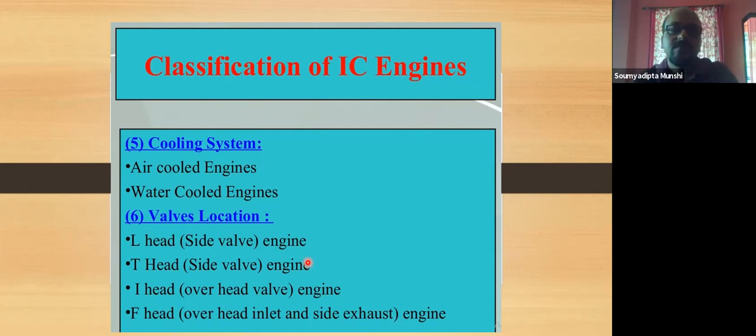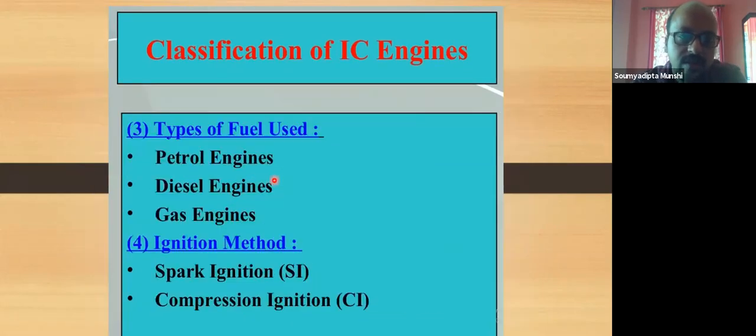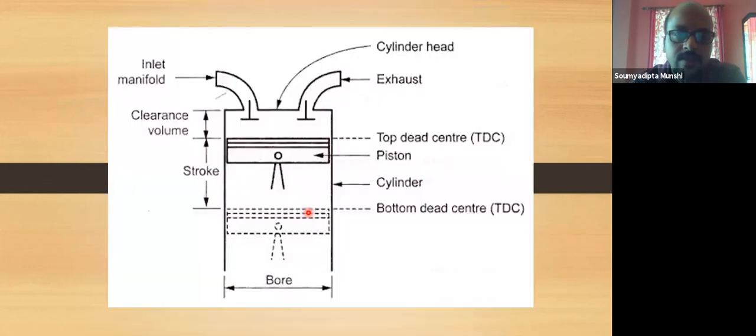Basically, in your syllabus, you have to know the two-stroke and four-stroke engines, spark ignition and compression ignition, and some part of the petrol, diesel, and gas engines. Before going to the other parts, let us see the terminology of the IC engine. This is a basic block diagram or simple diagram of an IC engine.